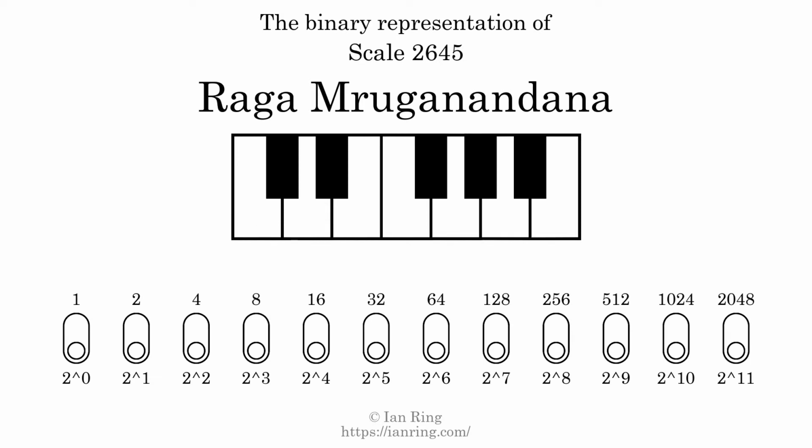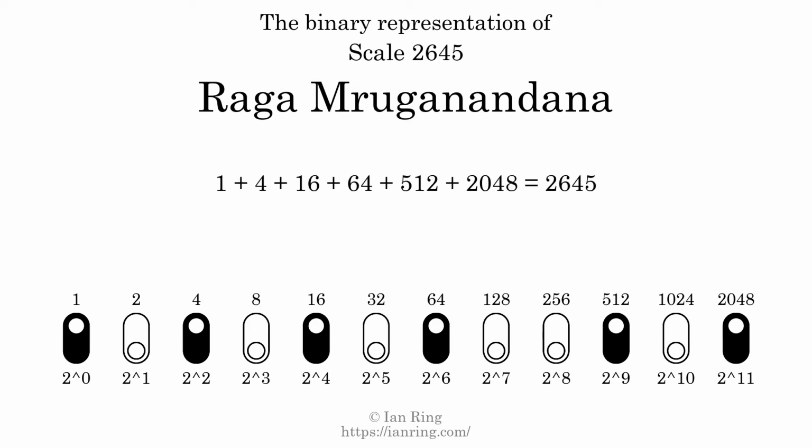The binary representation of this scale is determined by mapping tones of the scale to binary digits. Each binary digit represents a power of 2. To get the scale number, we add the powers of 2 together. The powers of 2 that are present in the scale, all added together, equals 2645. That is why the scale number, in decimal, is 2645.